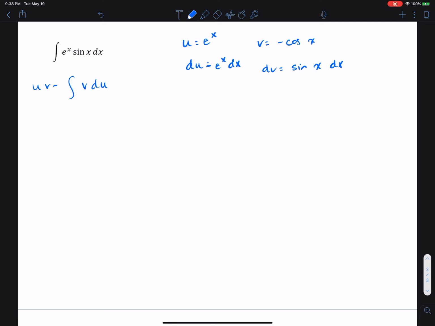So remember, e to the x sine of x dx, the integral of that is going to be equal to uv minus the integral of v du, right? Which is negative e to the x cosine of x plus the integral of cosine of x e to the x dx. Notice again, we have two expressions, right? So I'm going to do uv minus v du here again.